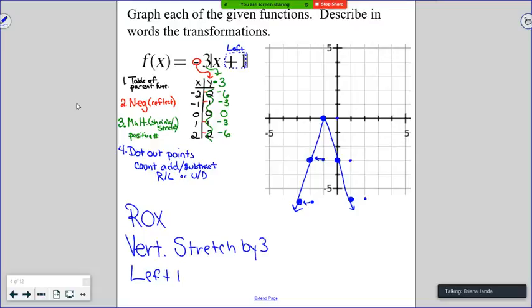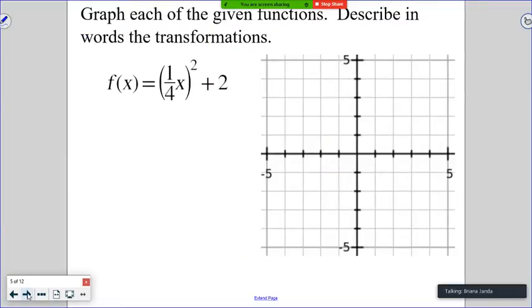Okay, I'm not going to really write this out from here on out, but this is absolutely what you should do every single time. Parent table, think about negatives, think about multiplies, dot it out, count in your graph. Okay. All right, we're just going to look at a couple other variations here. I've got two more examples for us of this type of problem. This one is f of x equals 1/4 x quantity squared plus 2.